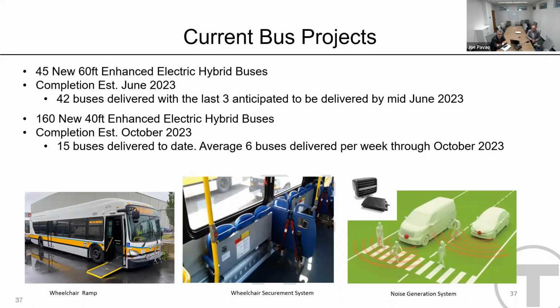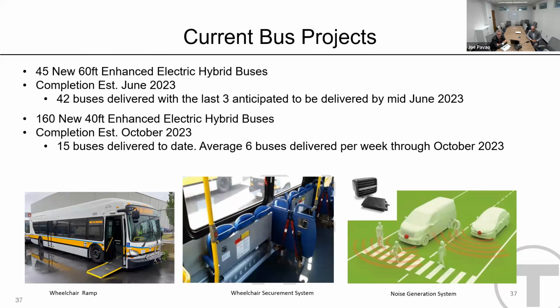Recently, we started delivery of our enhanced electric hybrid buses for the Silver Line. They're 60-footers. We're getting 45 of them. Currently, we have 42 of them. For the last 3 buses, we have a little bit of a supply chain problem getting delivered, but we do envision having those delivered here mid-June. I've been promised by New Flyer that they're going to have them here the end of next week. So we're looking forward to closing that out and getting them all into service.